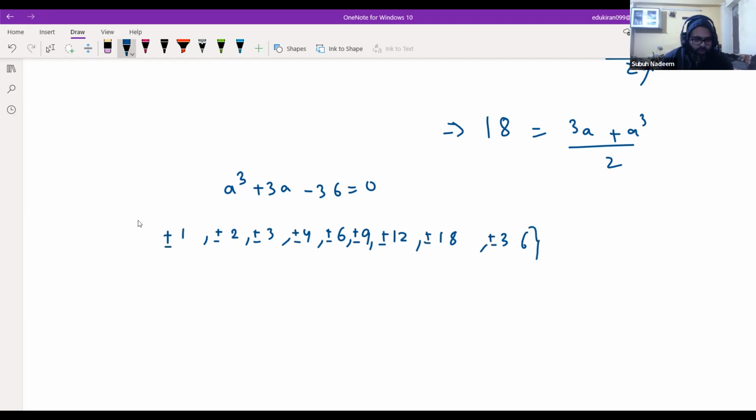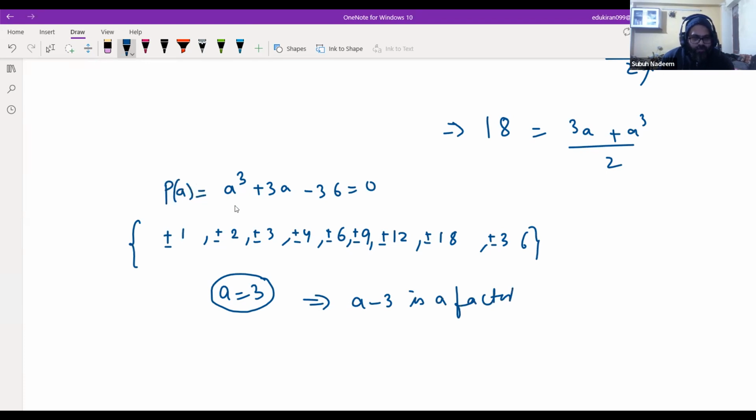So if you put the value 1, it is not 0. If you put 2, it will not be 0. If you put 3, it will become 0. So a is equal to 3 is its solution. So you can take a is equal to 3. That means a minus 3 is a factor of this polynomial, which is supposed to be P(a), because it is 27 plus 9, which is 36 minus 36, 0.